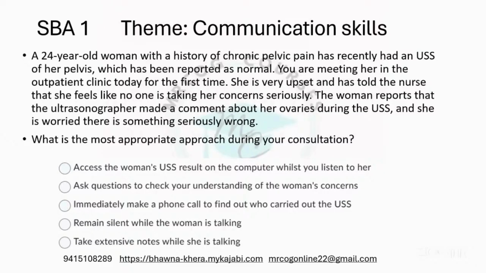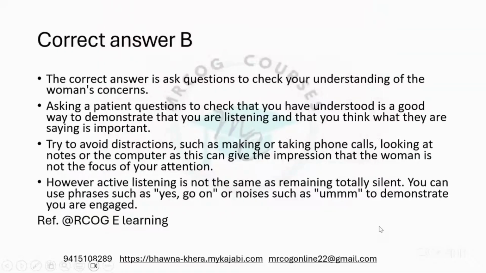D option is remain silent while the woman is talking. You may think that sitting and listening to the woman carefully is a good communication skill, but you need to check her understanding. You need to actually find out where the things are not aligning. So, asking questions to clarify is a better communication skill rather than just simply sitting silently and waiting for the woman to talk. So, B is the correct answer.